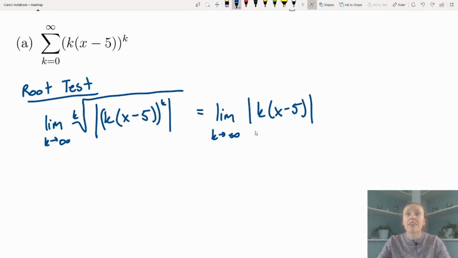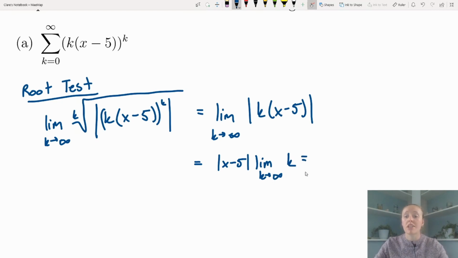This x minus 5, depending on what value I choose for x, is going to wind up being some constant within this limit. So I can pull my x minus 5 out in front. So for this, I have the absolute value of x minus 5, because that's the thing I don't know whether it's positive or negative, but I know that k is always going to be positive because we're plugging in positive values. So I'll leave the absolute value with x minus 5, and that's going to be times the limit as k goes to infinity of k. The limit as k approaches infinity of k, that's going to go towards infinity.